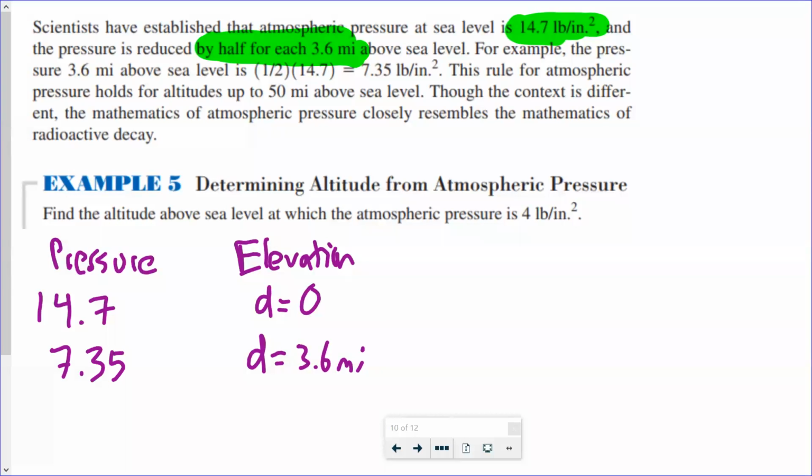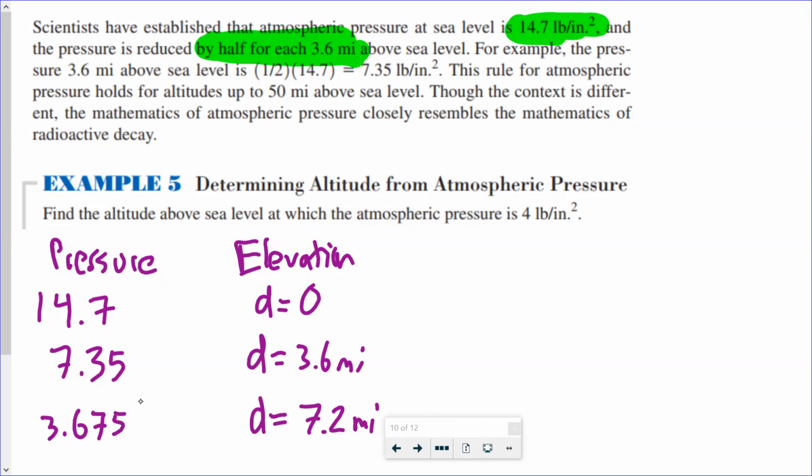And then we could keep going here. If I were to go one more, the distance is now 7.2 miles. Well, now it's cut in half again, which is going to make it, I have this written down because I don't know that, 3.675.